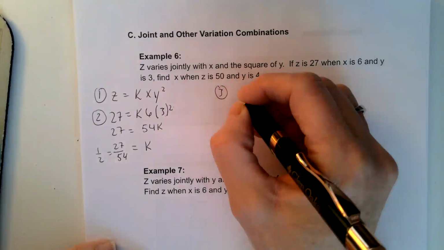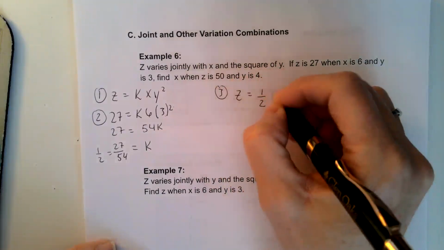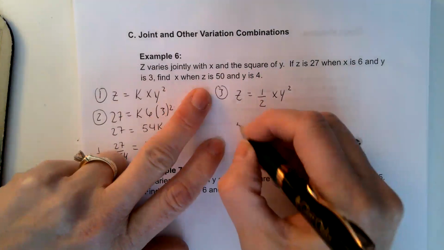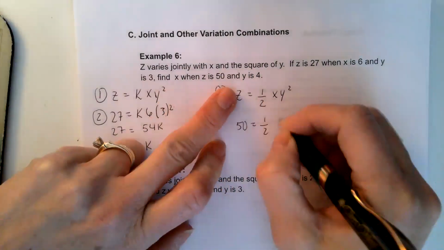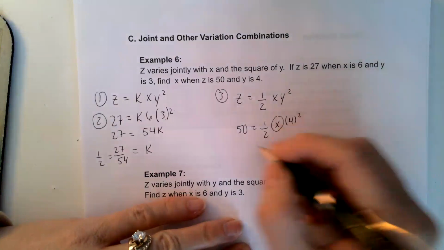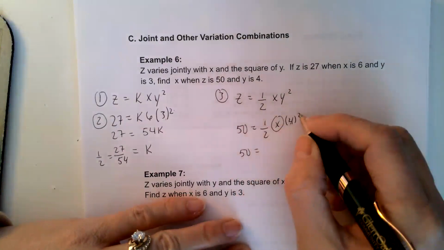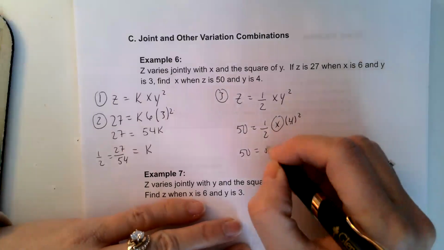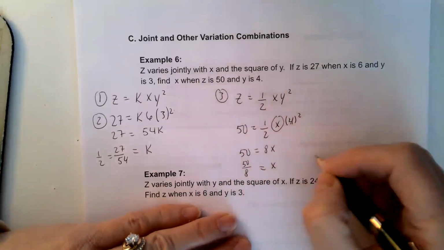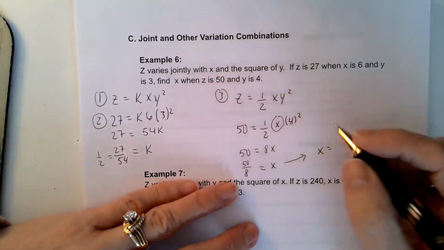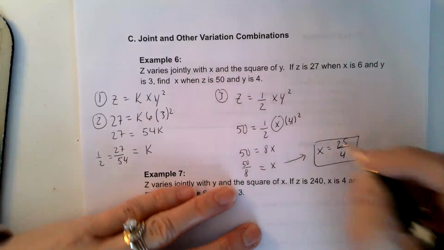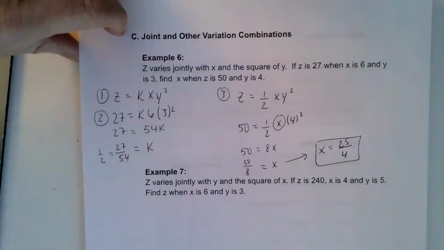So z equals 1/2 times x times y squared. Then it says, find x when z is 50 and y is 4. Okay, so now we've got to solve for x. So 50 equals 4 squared is 16 times 1/2 is 8x. And then if we divide by 8, we get 50 divided by 8. So x is 25/4. These are fun.